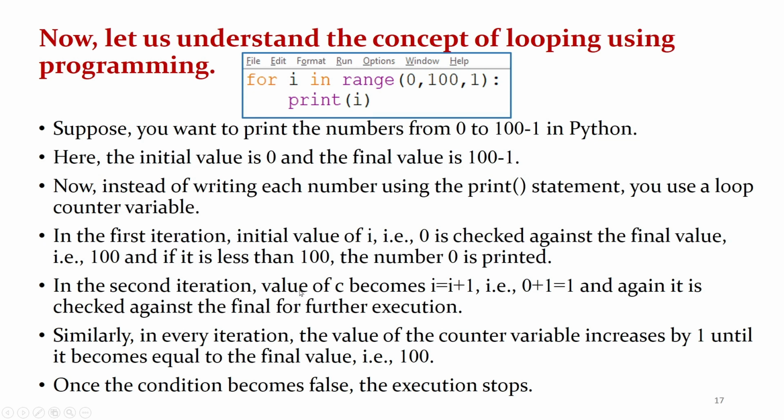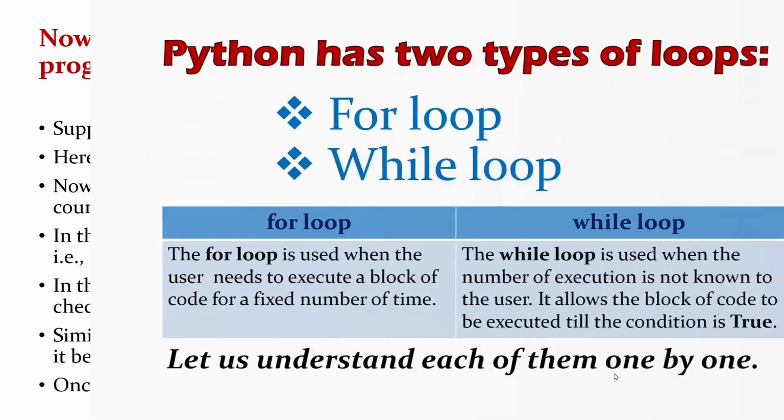In the second iteration, the value of I becomes I plus 1, that is 0 plus 1. And again it is checked against the final value for further execution. Similarly, it will keep on checking till we get the value as 100. In every iteration, the value of the counter variable increases by 1 until it becomes equal to the final value, that is 100. And as soon as it reaches 100, the condition becomes false and the execution will stop.